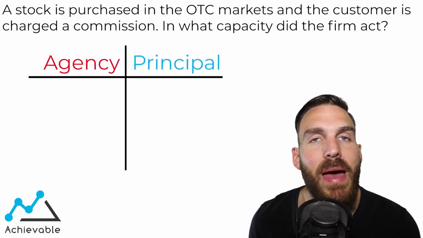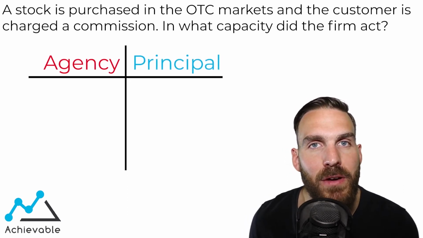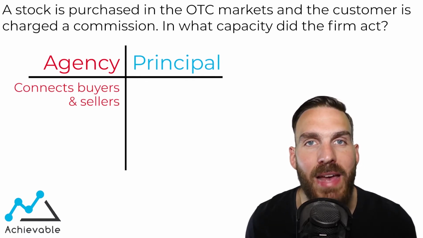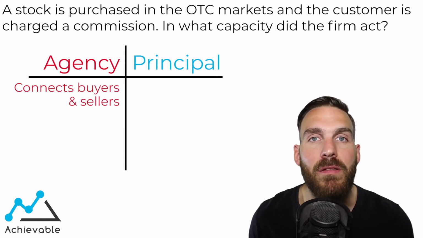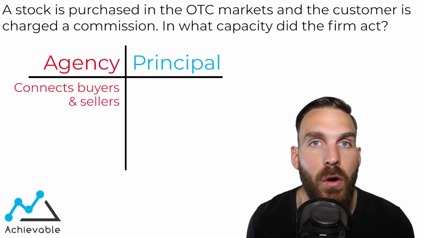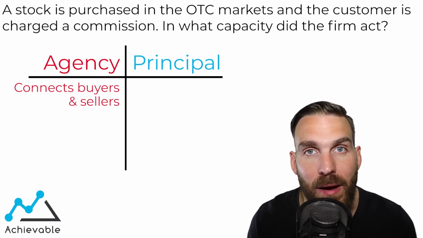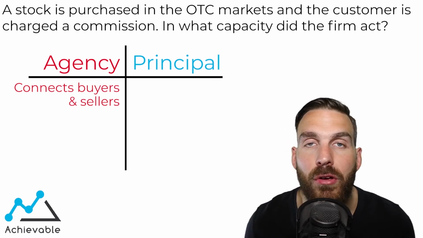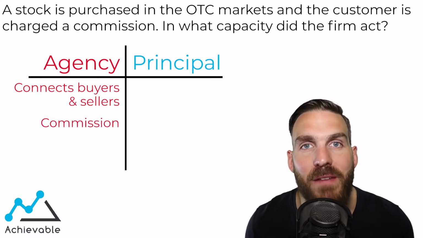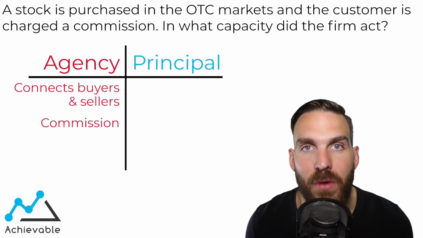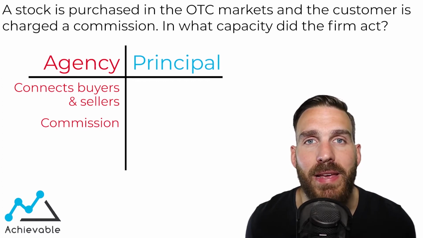An agency capacity occurs when a financial firm connects a buyer and a seller. So let's say that you're in the market to buy 100 shares of Coca-Cola stock. If your financial firm connects you, the buyer, with a seller in the market, they're going to charge a commission, and that effectively is an agency trade. Your financial firm was acting as a middleman.